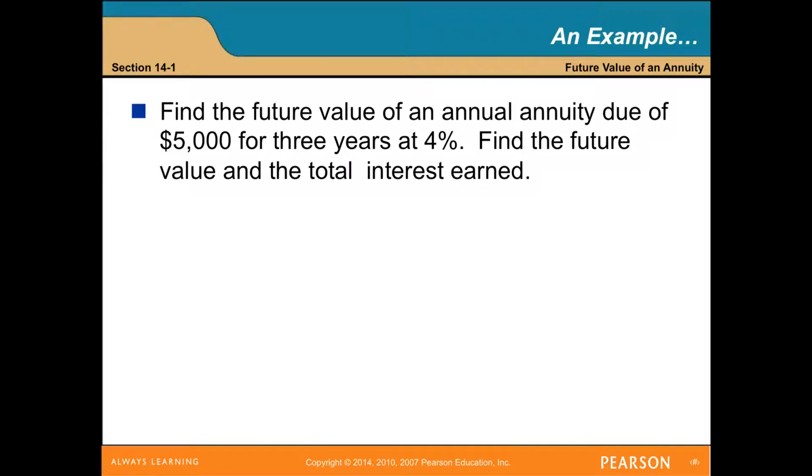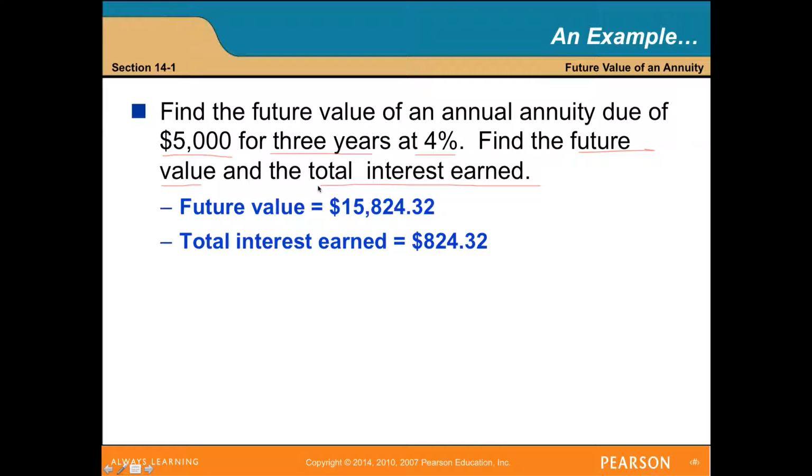So here's another example. If you'd like to work this problem out, you can pause it. Find the future value of an annual annuity due of $5,000 for 3 years at 4%. Find the future value and the total interest earned. So now you want to be careful. If MyMathLab asks you for a question like this, you want to make sure that you provide both if it asks you for both.